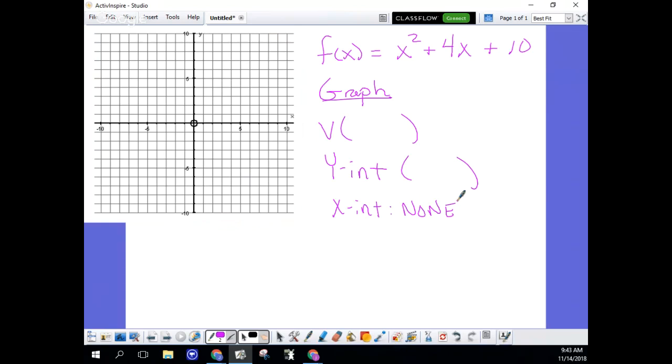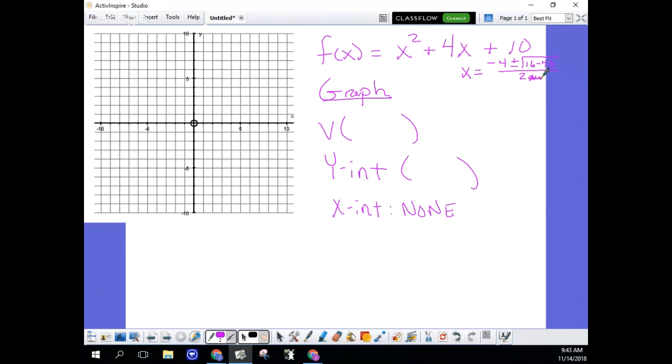Now, the way I can check that is that I know the x-intercepts come from the quadratic formula, checking for a square root of a negative. So let's just do that real quick. X equals -4 plus or minus the square root of 16 minus 40, all over 2a. 16 minus 40 is negative, so it's going to be an imaginary number. So we know the x-intercepts are going to be none here. They're going to be imaginary.